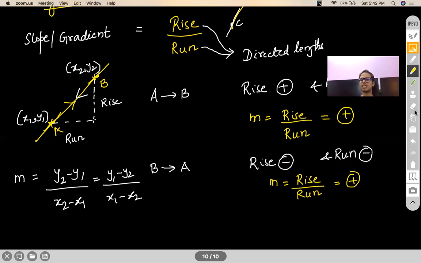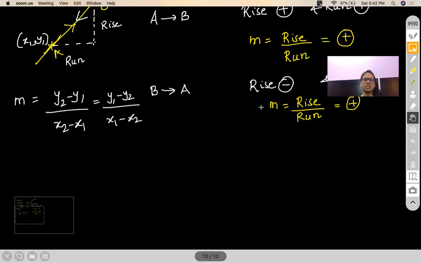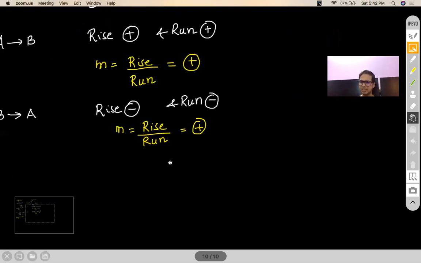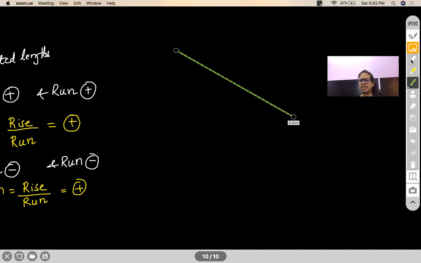Okay, now the concept of slope is basically linked to the concept of angle of inclination. Before I come to that, can my slope be negative? Can my slope be negative? Yes, it could be negative for a line which is oriented in this way.